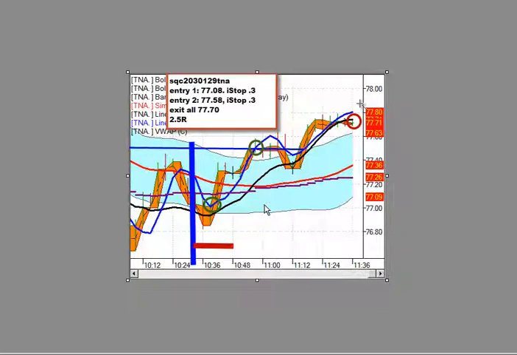We tried a re-entry. It failed, back for a no lose, a scratch, and that was about all there was for the rest of the day. And we closed up shop early. I wasn't feeling too well, so that's a combination trade there.